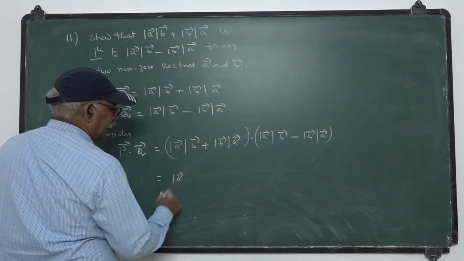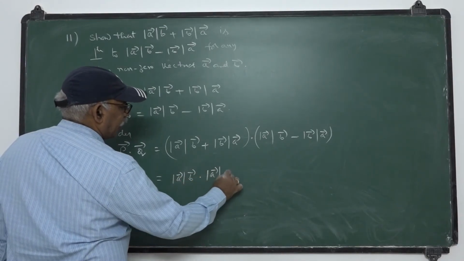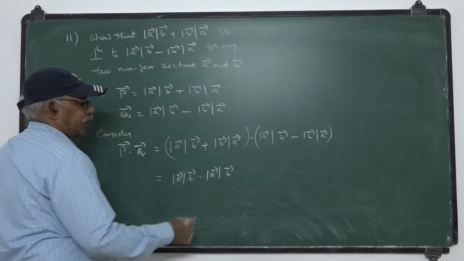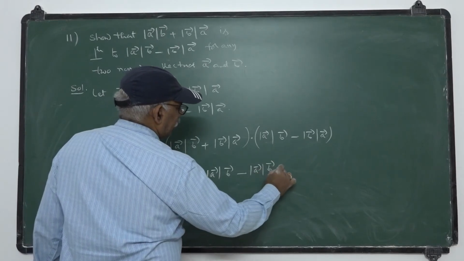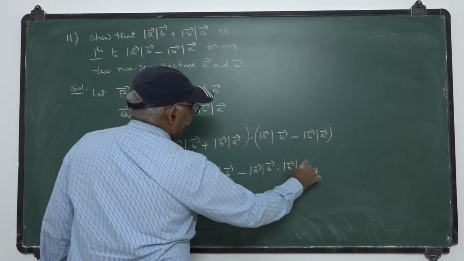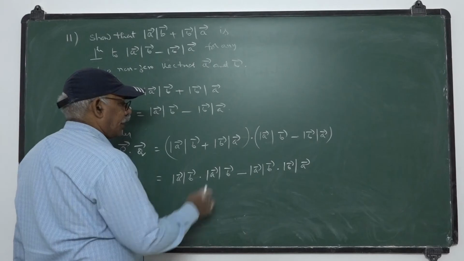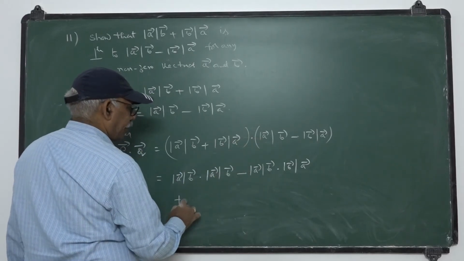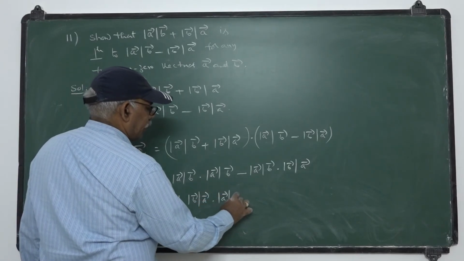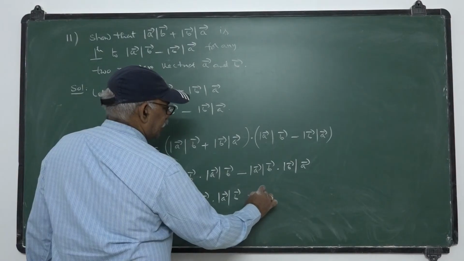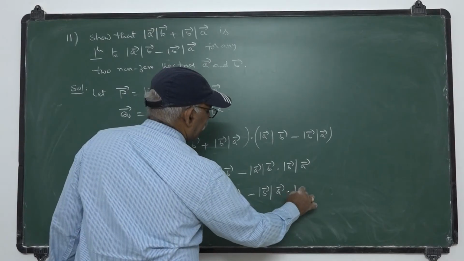Mod A bar B bar dot same vector mod A bar B bar, these two. Similarly, minus mod A bar B bar dot mod B bar into A bar, these two dot product. Similarly, these two dot product: A bar dot mod A bar B bar, minus mod B bar A bar dot mod B bar A bar.